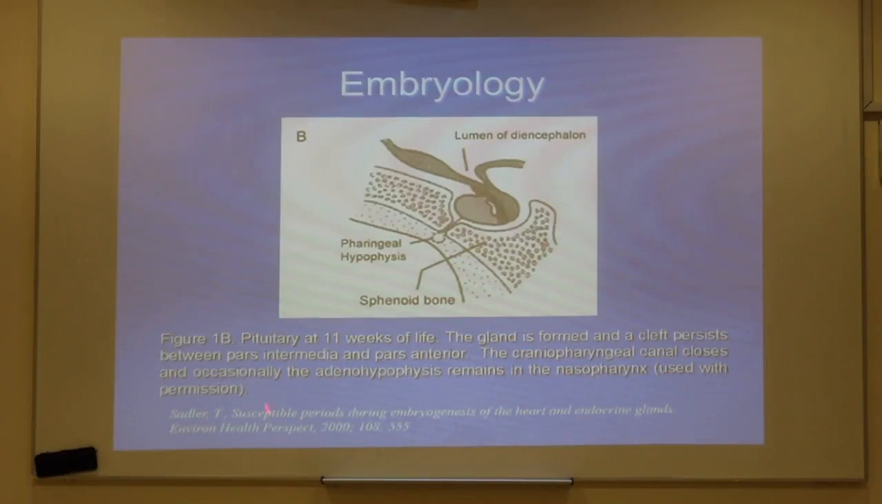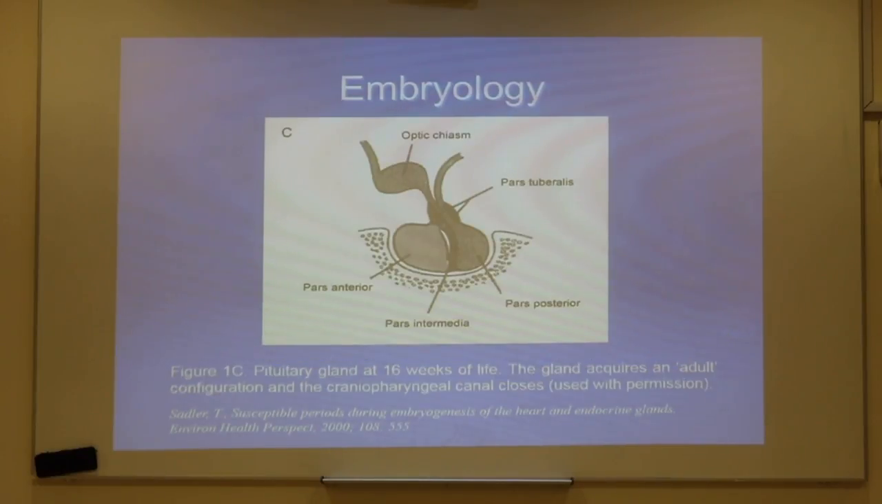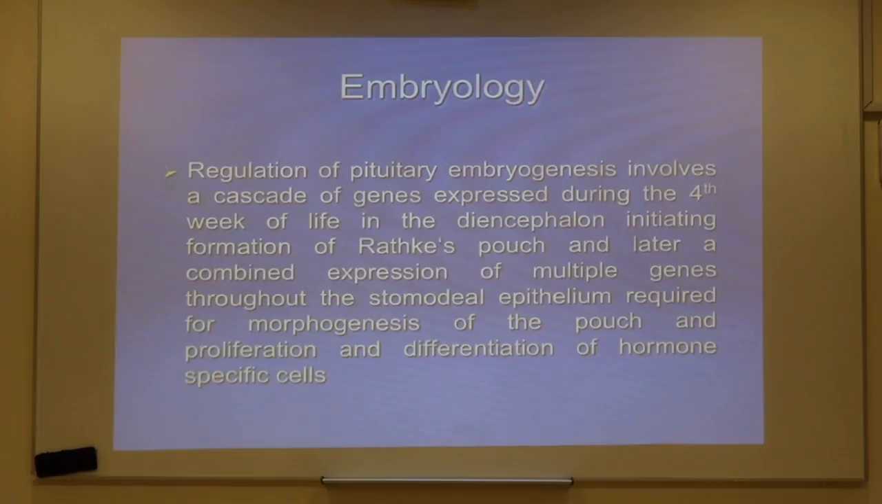This figure is showing you around the 11th week of intrauterine life, where you have the globular formation of anterior and posterior pituitary. Regulation of pituitary embryogenesis involves a cascade of genes expressed during the 4th week of life in the diencephalon, initiating the formation of Rathke's pouch, and later a combined expression of multiple genes throughout the stomodeal epithelium required for morphogenesis of the pouch and proliferation and differentiation of hormone-specific cells.